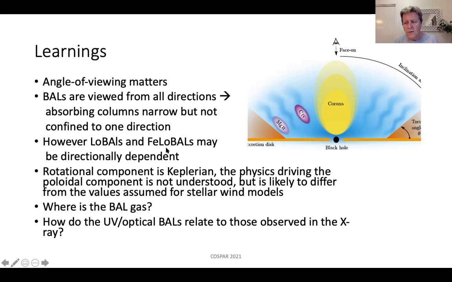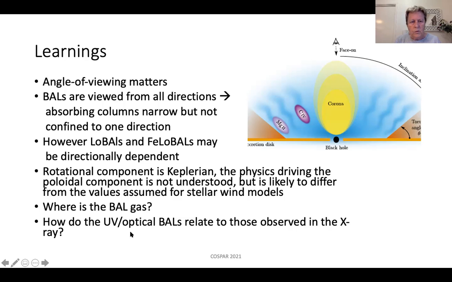When we looked at the magnesium-2 BALs and the Fe low BALs, the ones that also showed Fe absorption, that showed some directional dependence. And so we believe that the viewing of those particular BALs may be close down to the disk. It's very unclear what the physics driving the colloidal component is, but it's unlikely to be the same as the stellar wind models.